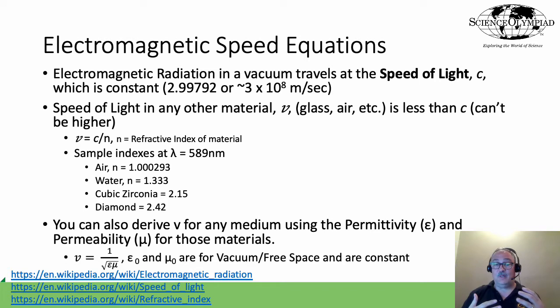But you can also, if you have those constants for that material, determine the speed of light, and the speed of light will apply for all electromagnetic radiation going through that medium. Okay, so you can easily see it's a good idea for all these things that you might be having electromagnetic waves go through, you're going to want the refractive index, but you're also going to want to know the epsilon, and you're also going to want to know the mu.